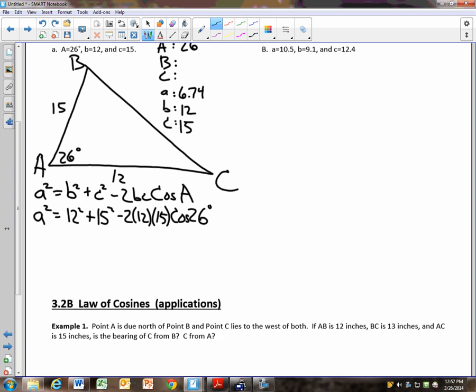Okay, last part then. What do you think we're going to do to find angle B or C? What do you think we're going to use? Law of sines. But hold on. There's method or madness.